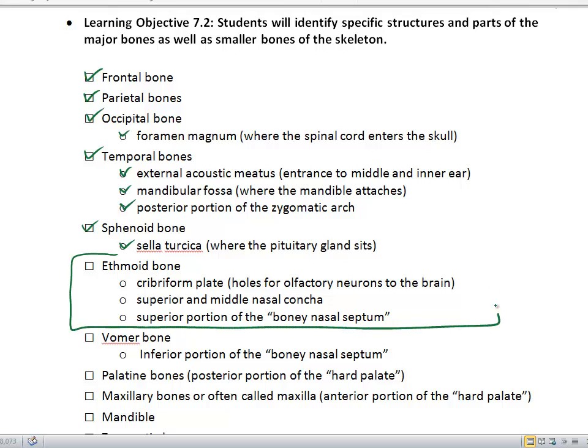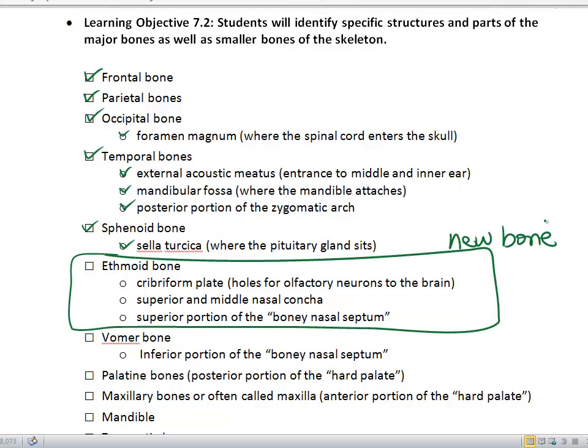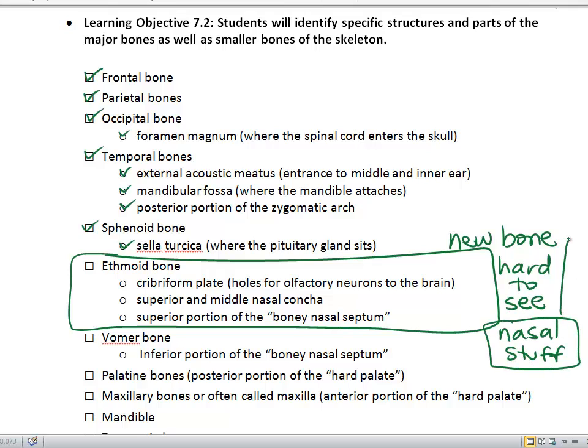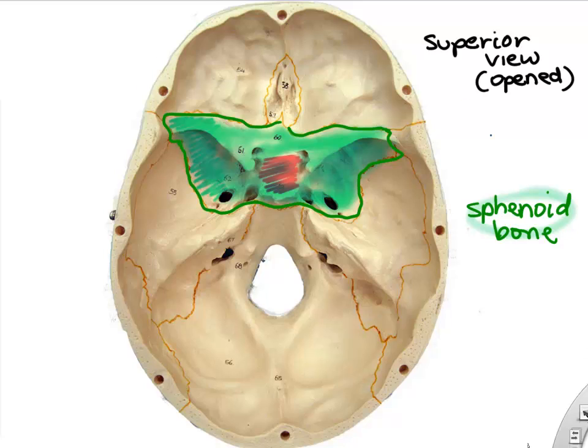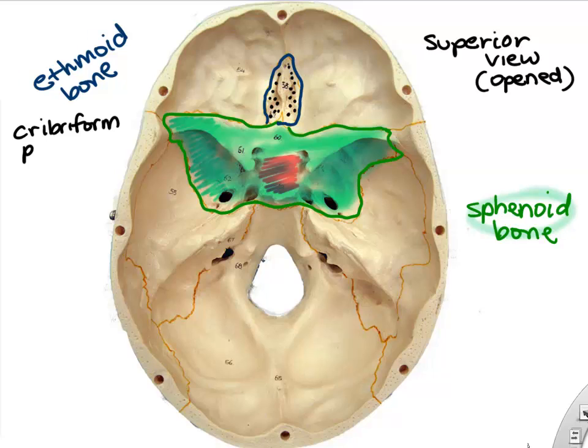The next bone we're going to learn is the ethmoid bone. Now, the ethmoid bone is a new bone. It's also really hard to see until you learn it. Then it's easy to see, but at first it's sort of difficult to find. I just think of it as it has to do with nasal stuff, nasal cavity. So one of the places you can see is the same superior view. Again, the brain's been removed, and we're circling that little tiny part of the ethmoid bone which is exposed.